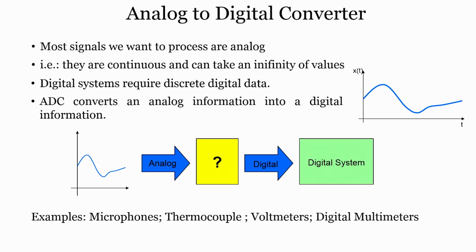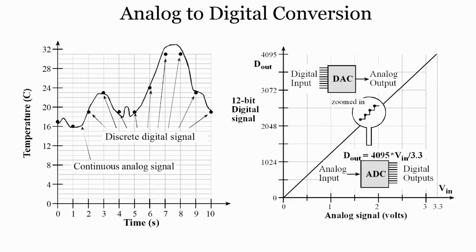So, this is the analog signal, the digital system, and this guy is nothing but your ADC. Examples are microphones, thermocouple, voltmeter, digital meters. So, there are a lot of examples where ADC can be utilized. You can see very clearly that if there is a continuous signal which is right over here, and you want to create a discrete signal from this, then there can be discrete points, and if you merge those points, then it is the same information.